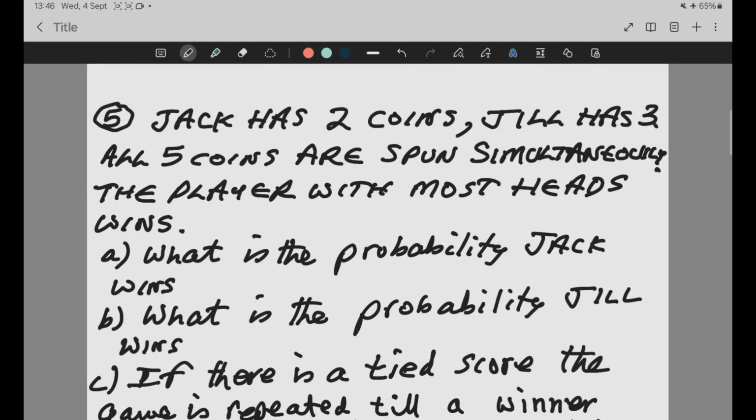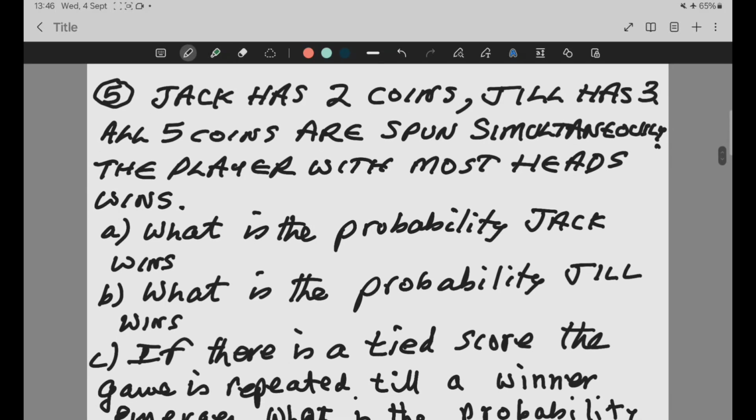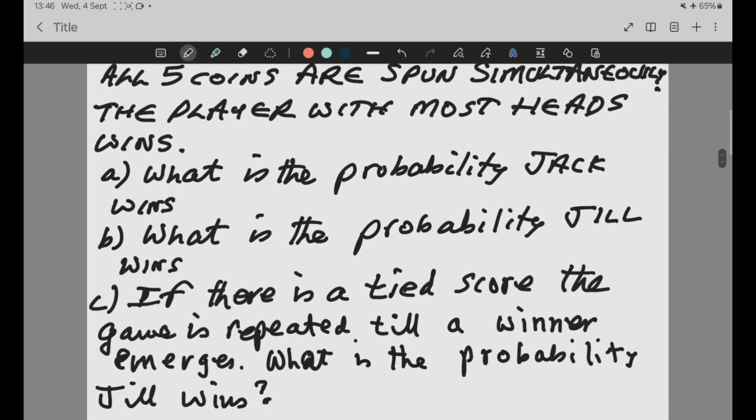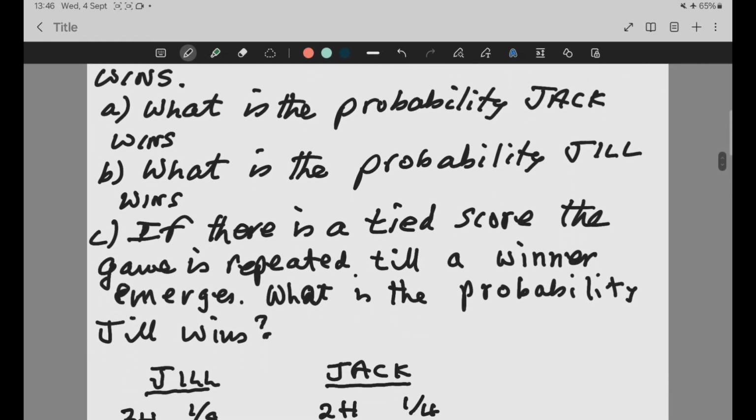Then what is the probability Jill wins? And if there's a tied score, the game is repeated till a winner emerges. What is the probability that Jill is the ultimate winner?